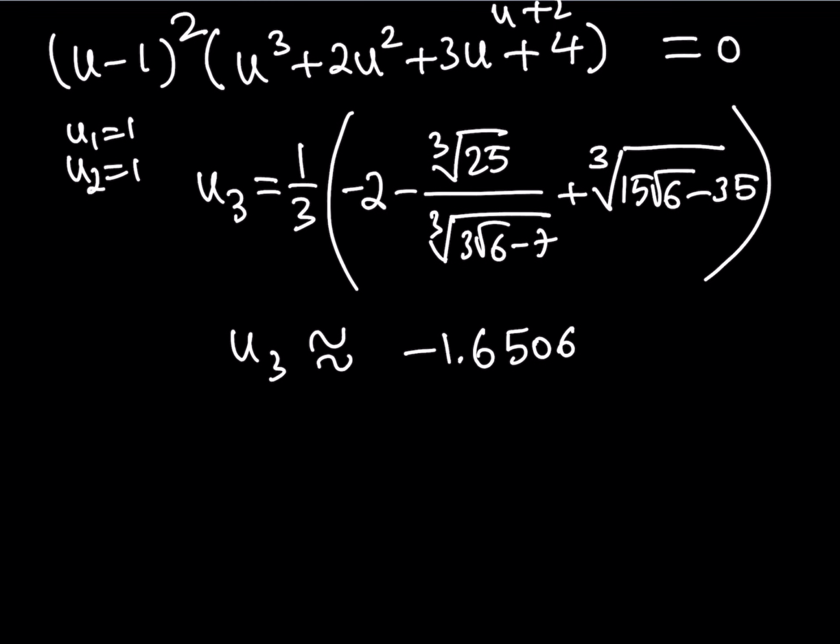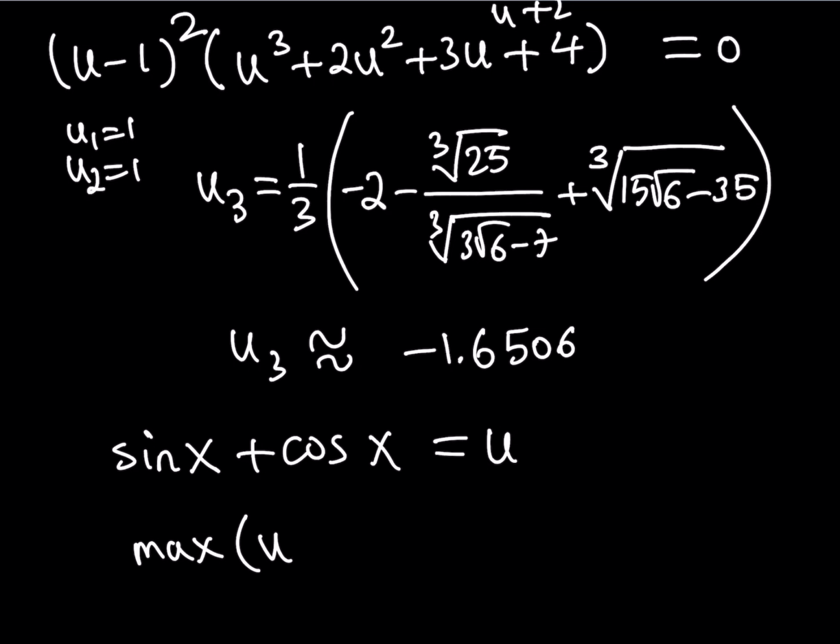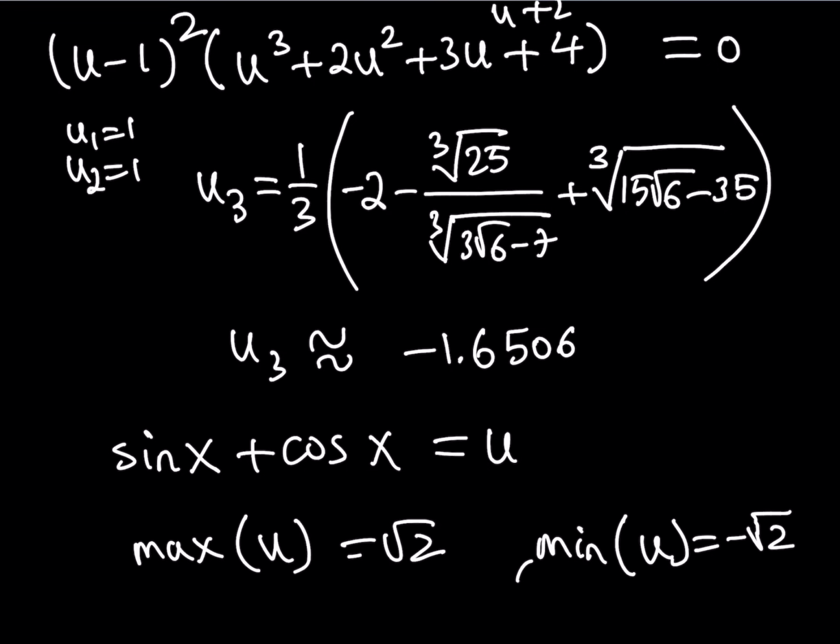Anyways, so this is u3. And what is the problem with that? What is u? Wow, we lost track, right? What is u? Well, sine x plus cosine x is u, right? Can sine x plus cosine x equal this value? No, because the maximum u value is root 2, and unfortunately the minimum is negative root 2. So this is less than the minimum value of this expression here. This is obviously less than negative root 2.